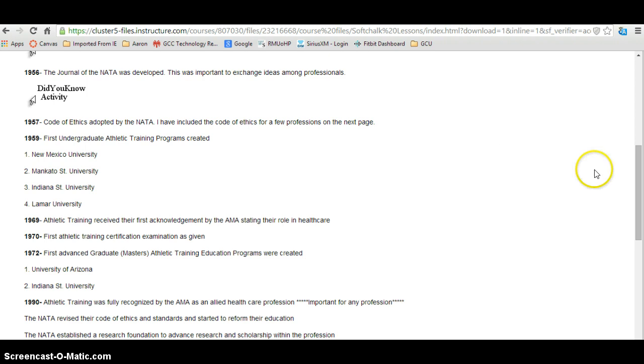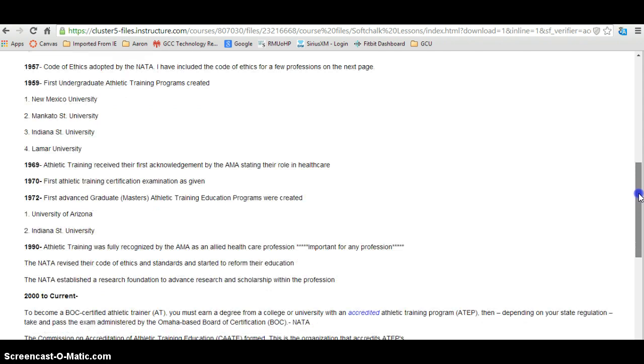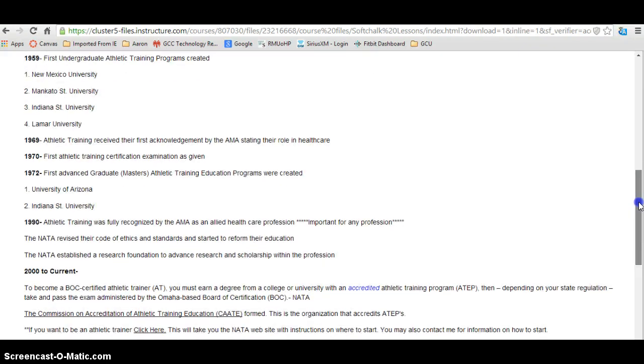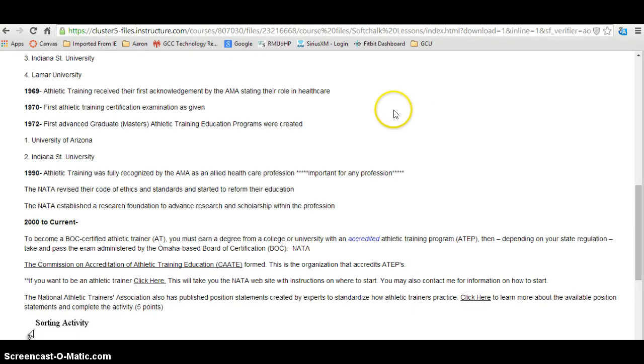We started to become recognized in the late 1960s, early 70s by the American Medical Association. It doesn't mean we were recognized as an allied healthcare profession, but just started to be recognized for our role in healthcare. We started certification exams in the 1970s, so there have only been certified athletic trainers for about the last 40 years or so. So it's a very young profession.